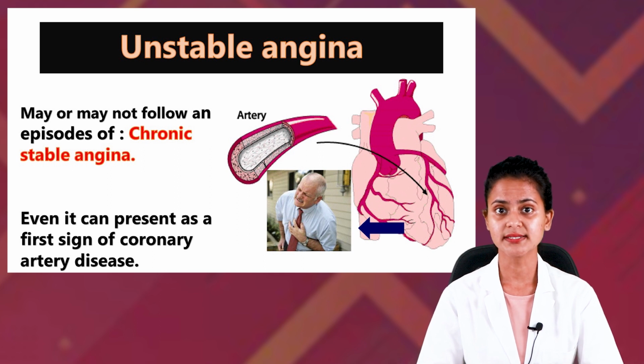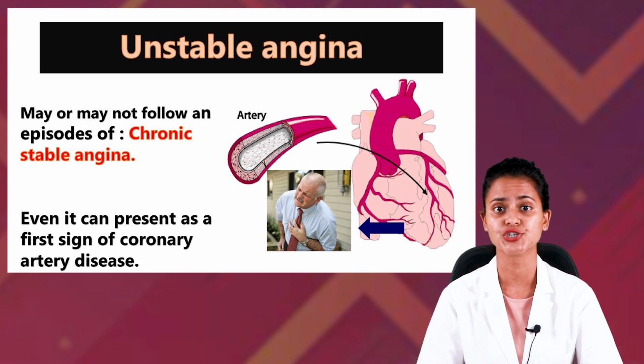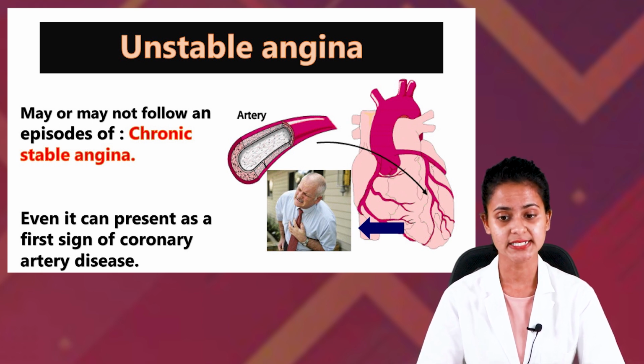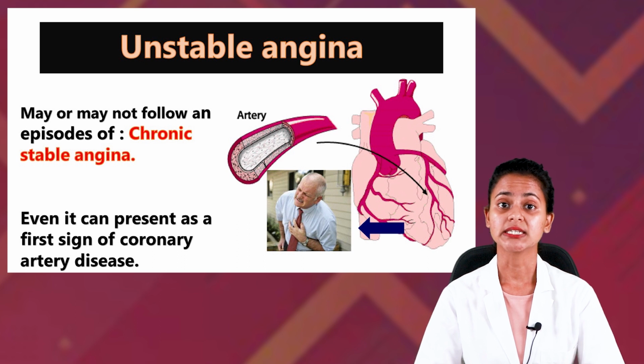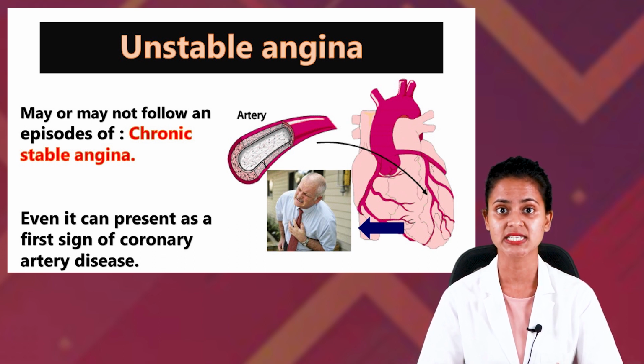Whereas in chronic stable angina, we have seen that it is manageable with rest, certain lifestyle modification and treatment. Chronic stable angina can be managed, but unstable angina has a very worsening pattern. Now, a patient with chronic stable angina may develop unstable angina sooner or later. Unstable angina may be the first clinical sign of coronary artery disease as well.